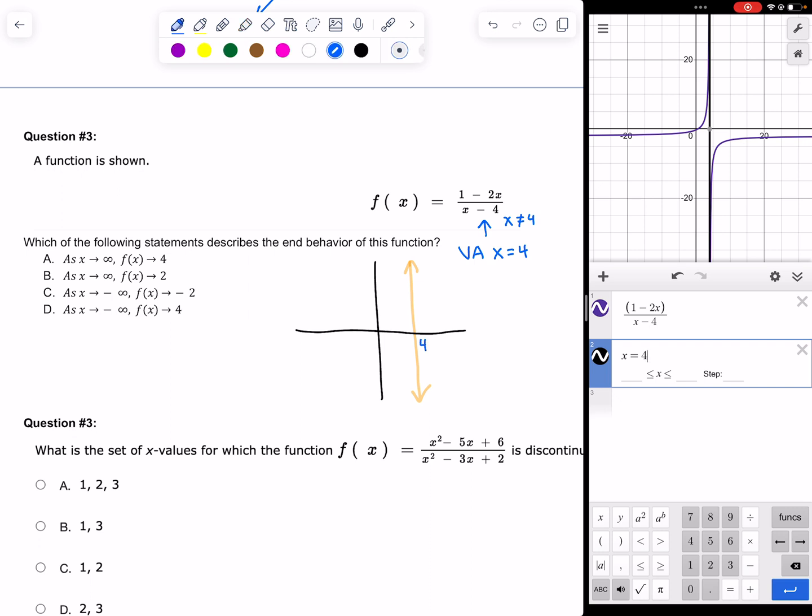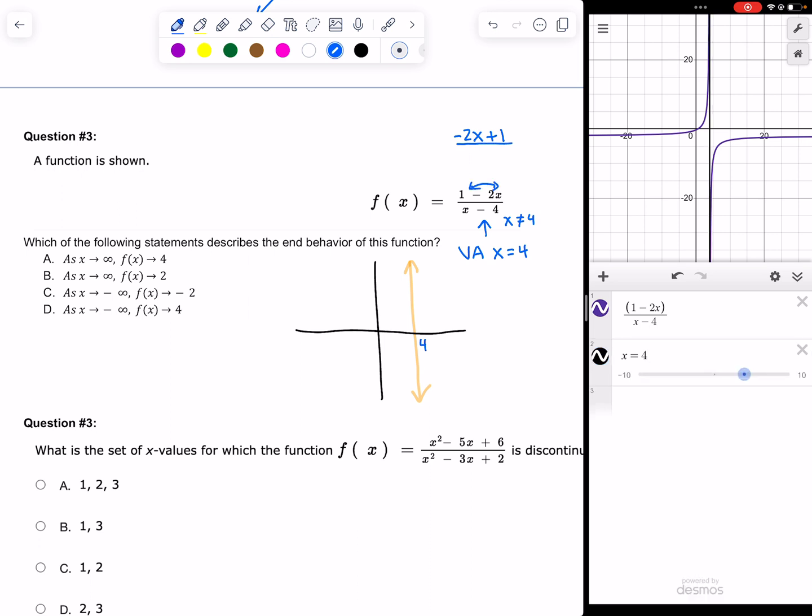And the horizontal asymptote goes with my degree. So if I reorganize this so that it's in standard form, I would put negative 2x plus 1 in my numerator to rearrange these two terms. And then x minus 4 is in the denominator. Then I see I have the same degree on the top and the bottom. And so my horizontal asymptote would be y equals negative 2.